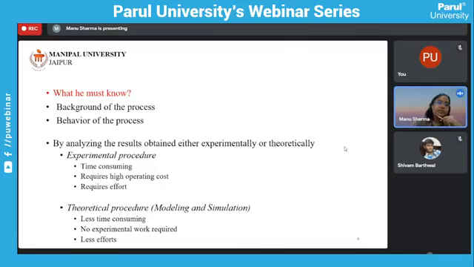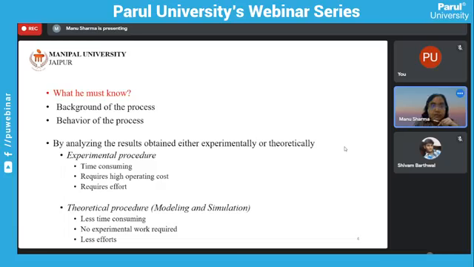So for all these things, what he must know at the end of his chemical engineering is that he should be aware of the basic fundamentals. While working in industry, whatever plant he's dealing with, he should be aware of the background of the process. He should know every in and out of the process. He should be aware of how the process will behave if any change is occurring in the process.